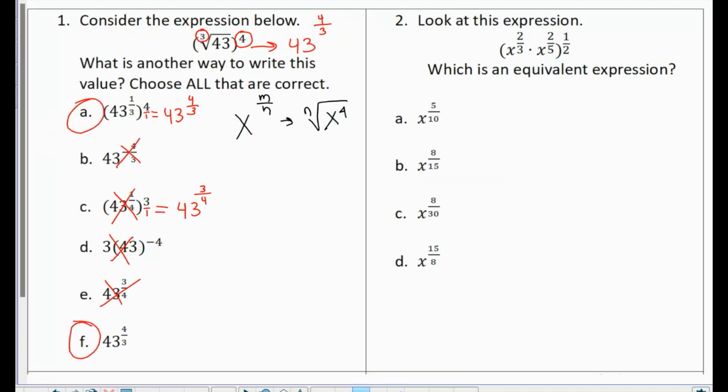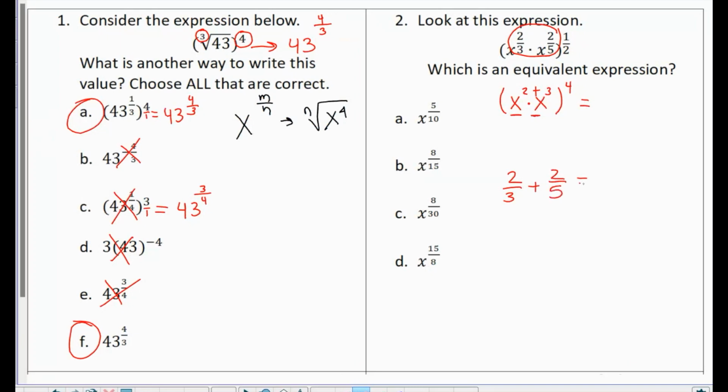Number 2. Look at this expression, which is an equivalent expression. Okay, so don't let all the fractions confuse you. Let's try it with a simpler version of this and see what we're doing. So let's say we had an example like this. This makes it easier to see what properties we're going to be following, what rules we're going to be following. Well, I know if they have the same base, I would add the exponents. So I'm going to start by doing that. I'm going to take these two fractions and I'm going to add them together.